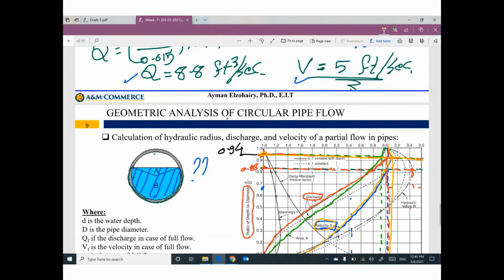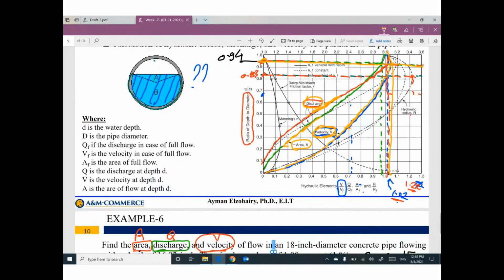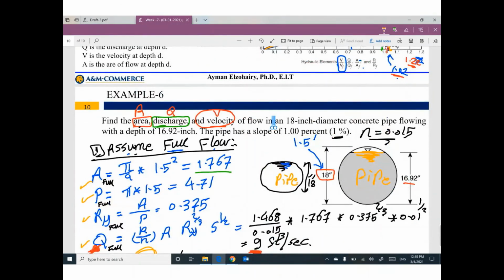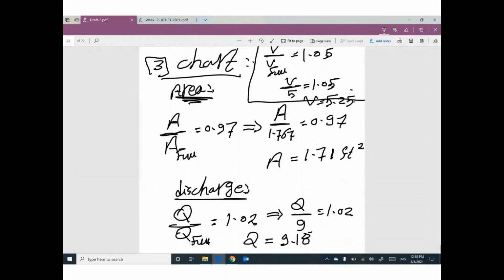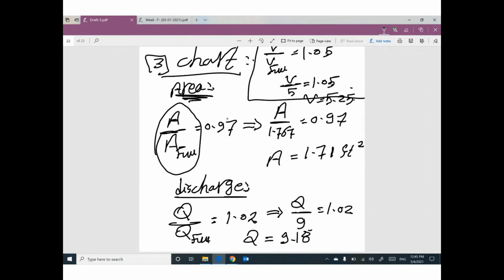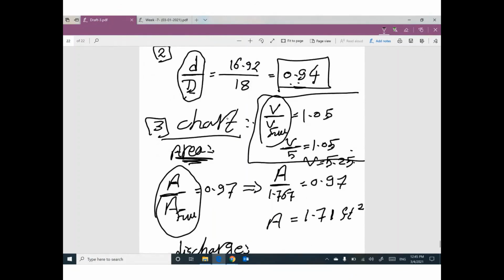will intersect with different curves. If you use the intersection for this curve, we can get the discharge. For this curve, you can get the area. For this curve, you can get the velocity. And the same, I can figure out the ratio for area if you are using the curve of area, the ratio for discharge, the ratio for velocity, based on what curve you are using.